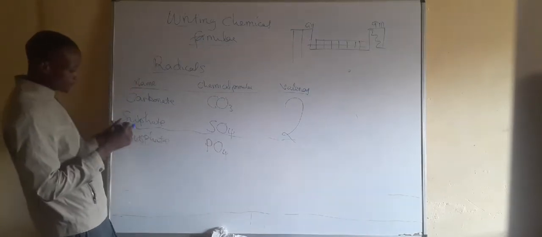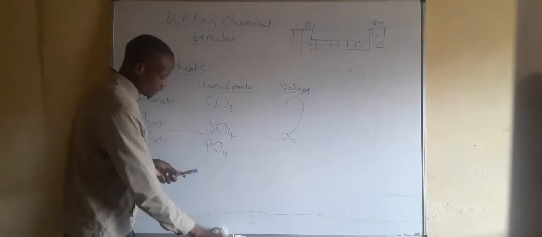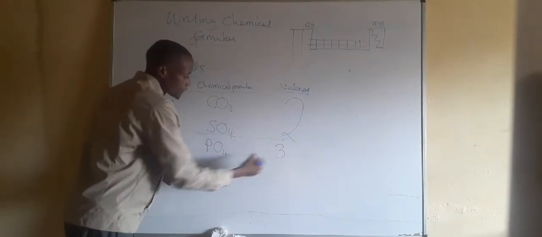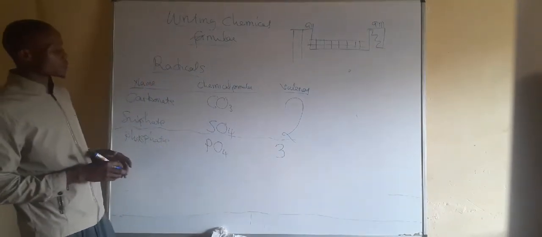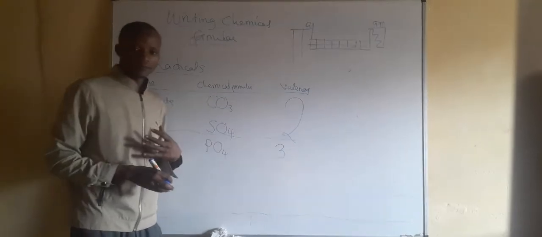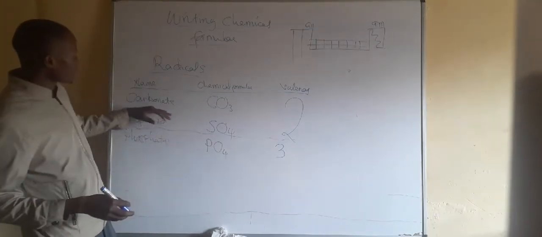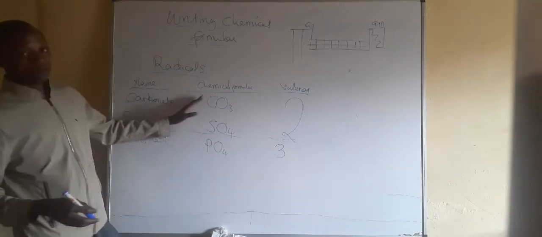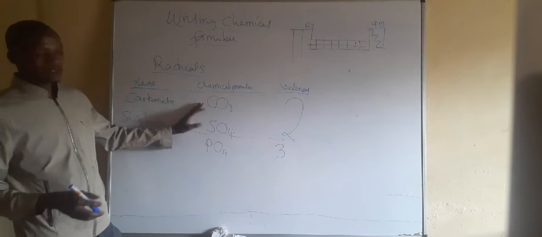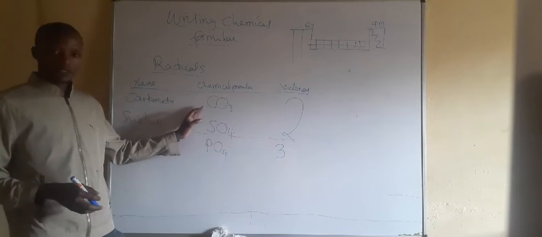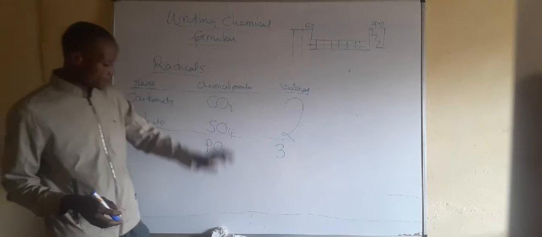PO4 down there. That's a phosphate. It has a valence number of 3. So these radicals, you have to keep them in your heart so that whenever you hear their names, you have to know the chemical formula. These are not given in most cases. You have to know them. Chemical formula and its valence number.